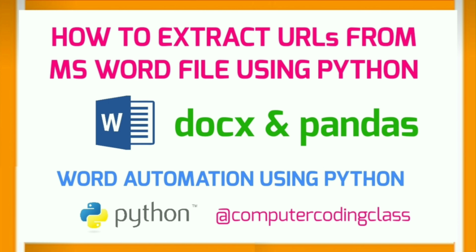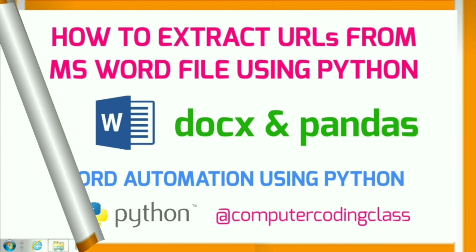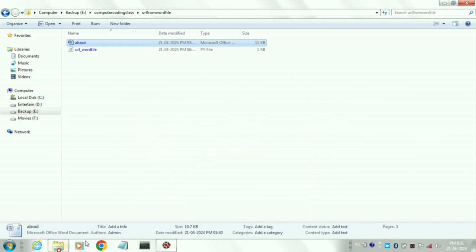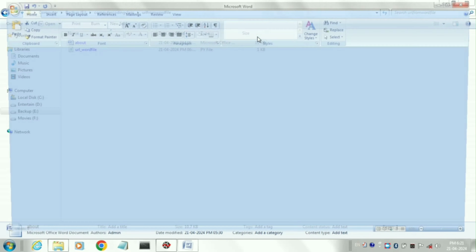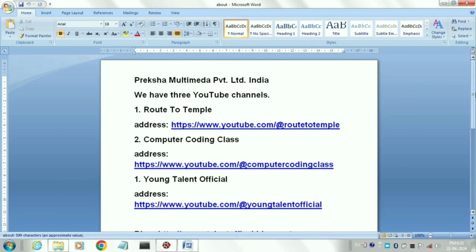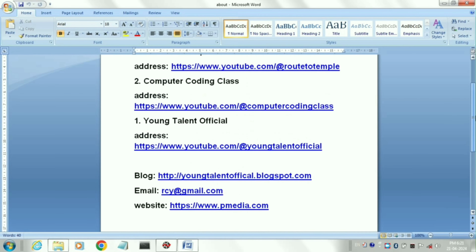Welcome. Today we will learn how to scrape URLs from an MS Word file using the docx library package in Python. First I am showing you the Word file. This is the Word file stored in the same folder where our Python source code file is stored. Next we open the Word file.